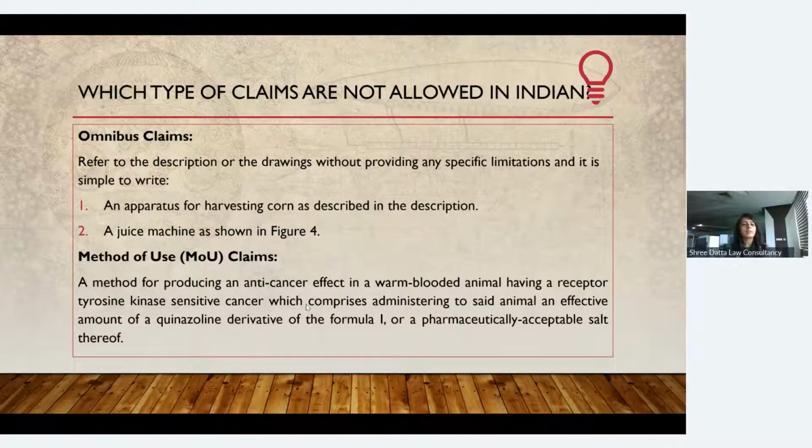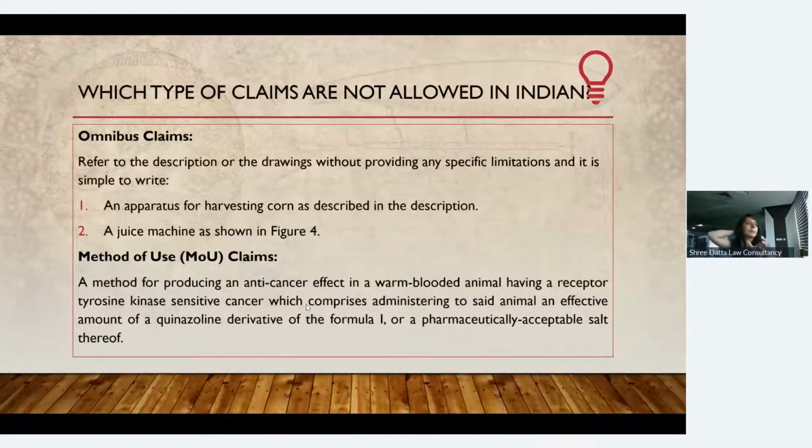Then one more thing is the method of use. Method of use related claims are not allowed in India. Only the main API drug related, meaning product claims, process claims, and device claims, are allowed. So what I see is a method of use claim: a method for producing an anti-cancer effect in a warm-blooded animal having receptor diseases, comprising this and that.